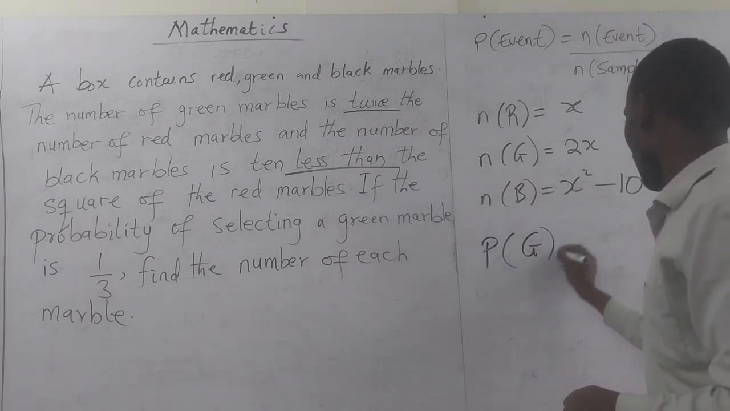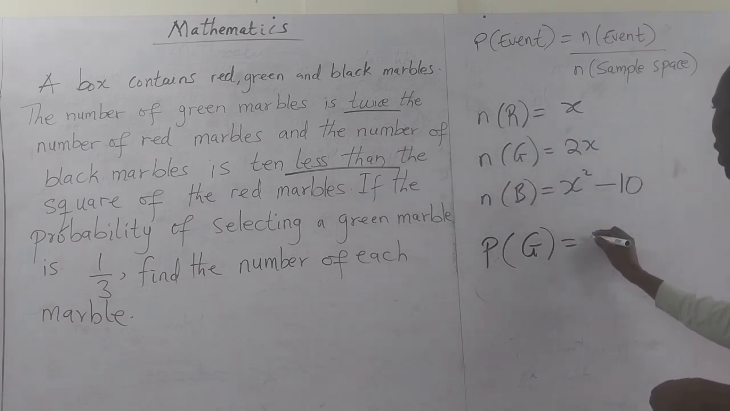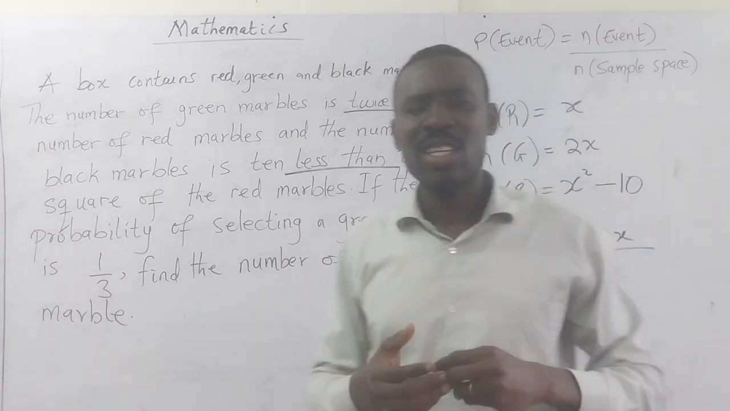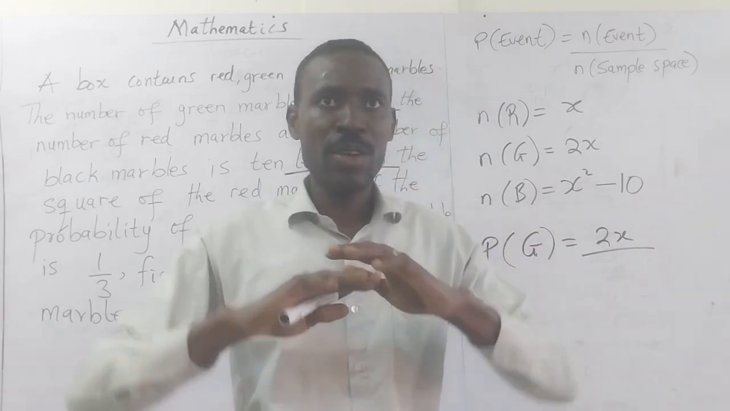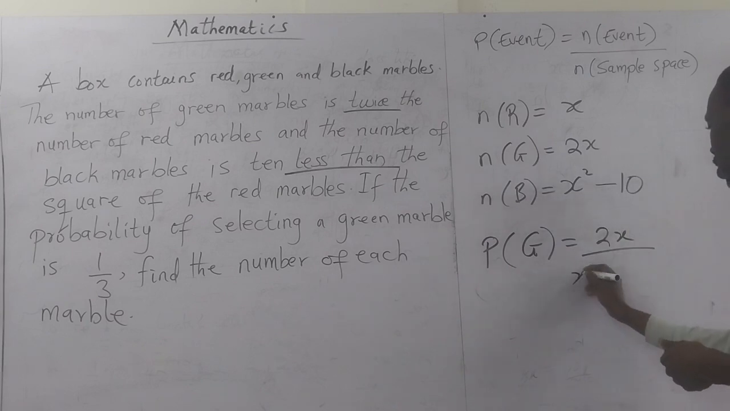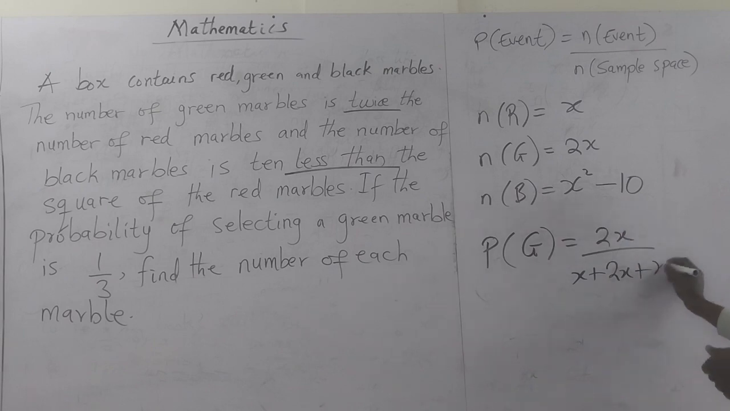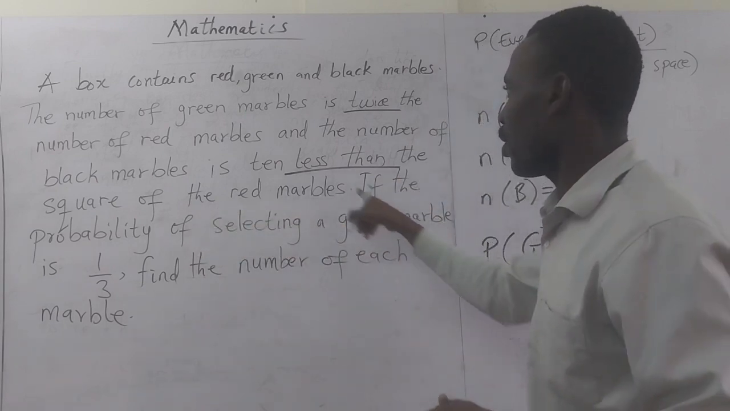P of G is equal to the n of G. Where is the n of G? So this is n of G, that is what? Let's represent that way, 2x over the sample space. Now, when we talk of the sample space, we are looking at the number of the total outcome. So we are going to add everything that we see here. So that will be x, that is the red, plus 2x, that is the green, plus x squared minus 10, being the black. So that is the black.